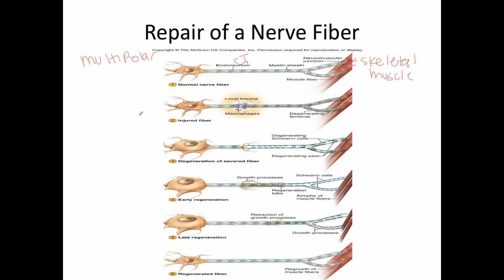Well, as long as you haven't destroyed the cell body, so I'm going to put this asterisk over here, as long as soma is intact, you can repair this. So here's what happens. Local trauma, here's a break. Macrophages come in to eat up debris. So these are going to eat cell bits and dead cells.